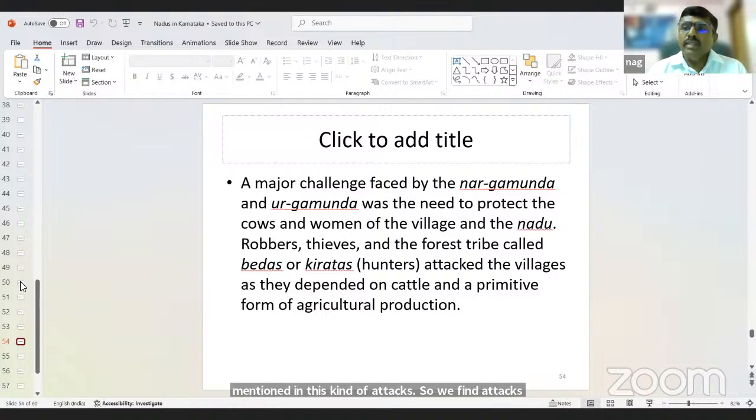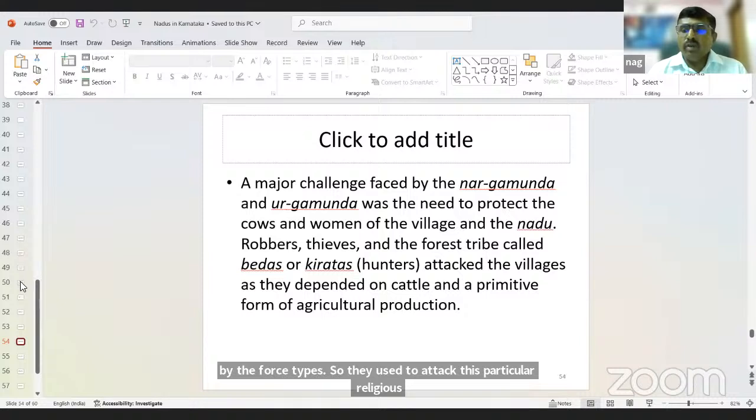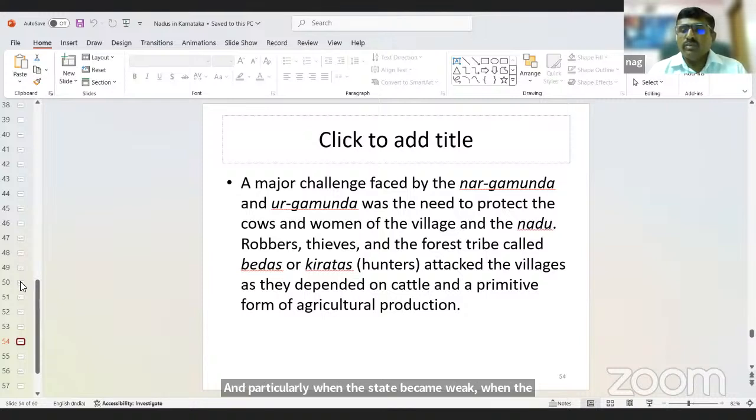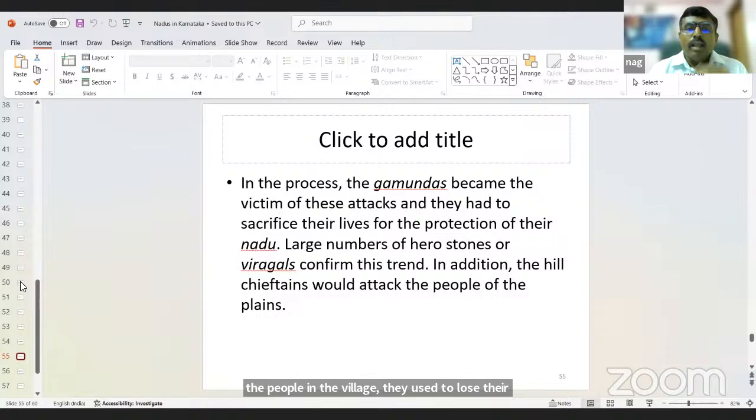Particularly when the state became weak, when the state was not very strong, or would not give protection to the people of villages, we find that they used to fight wars, and some of the people in the village used to lose their lives also. So in this case we find the Gaundas becoming victims of attacks, and they had to sacrifice their lives for the protection of their Nadu, which you can find in the inscriptions. Large numbers of hero stones or viragals are found, so they confirm this particular trend.